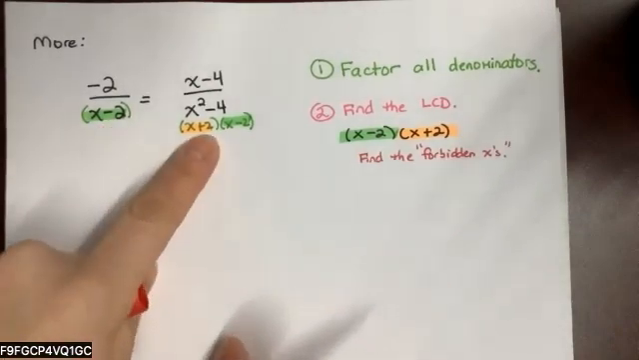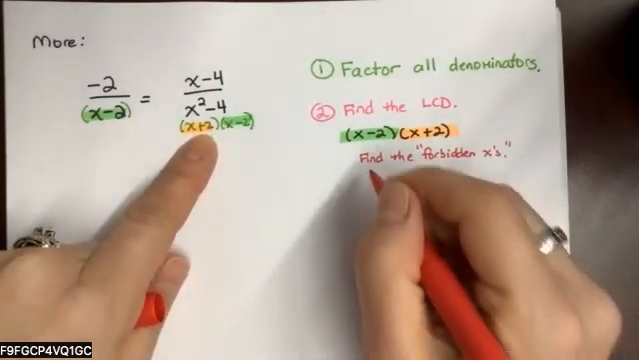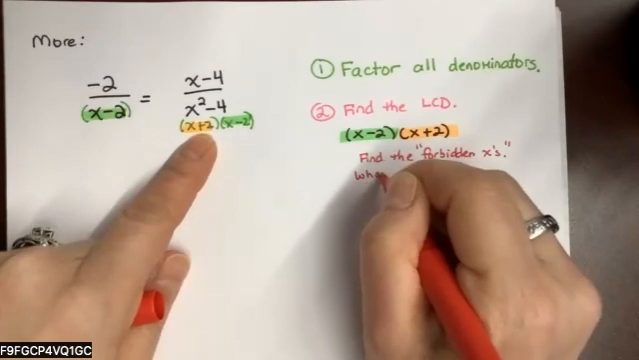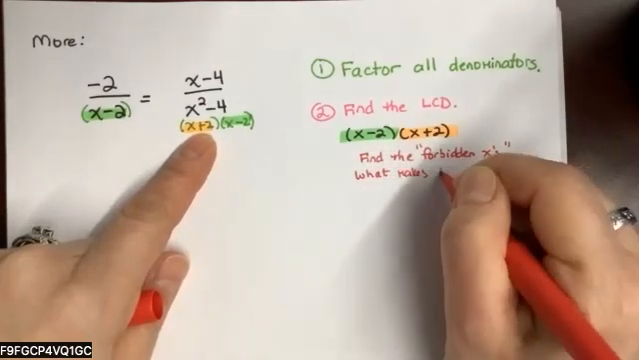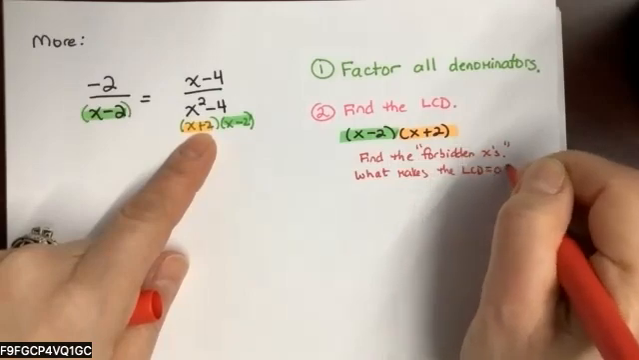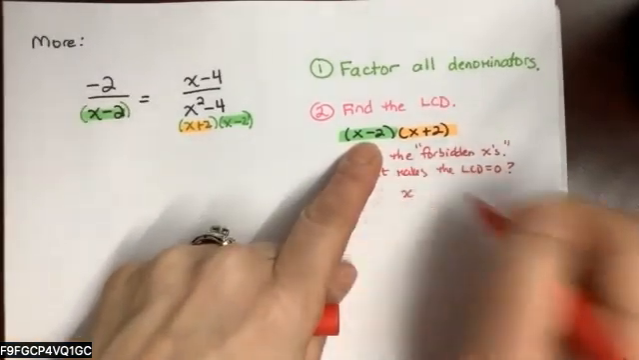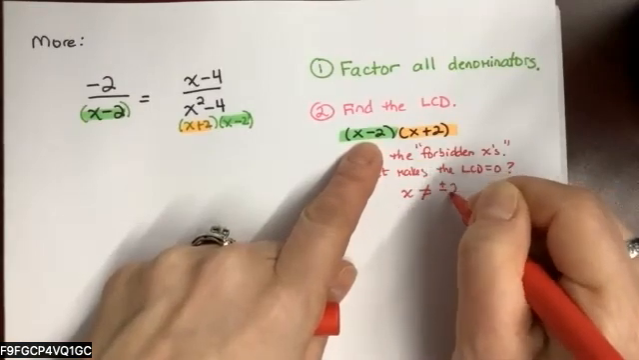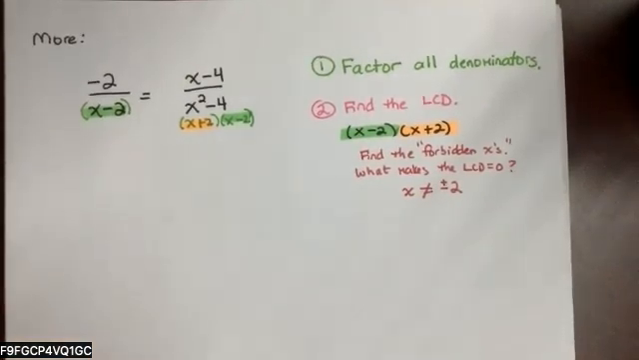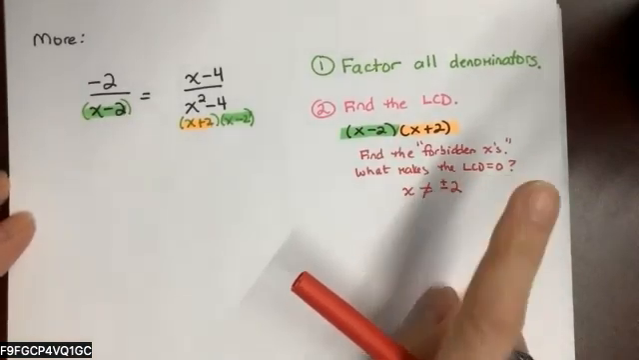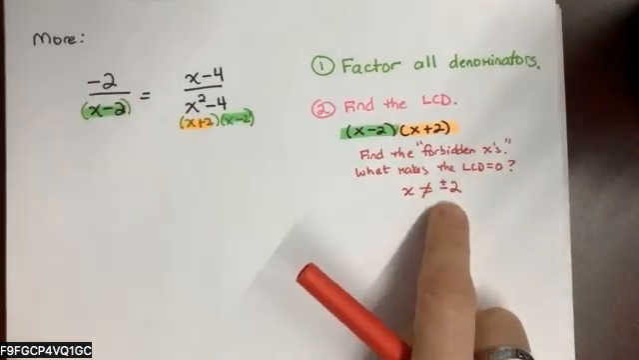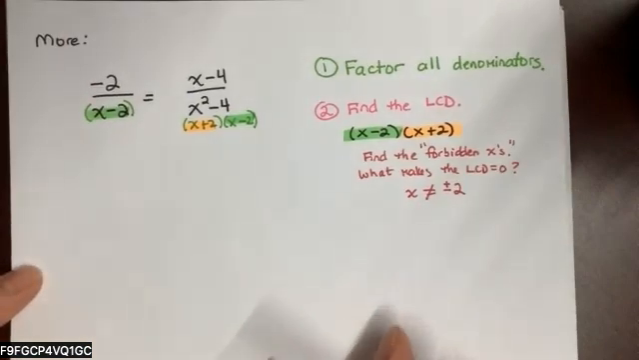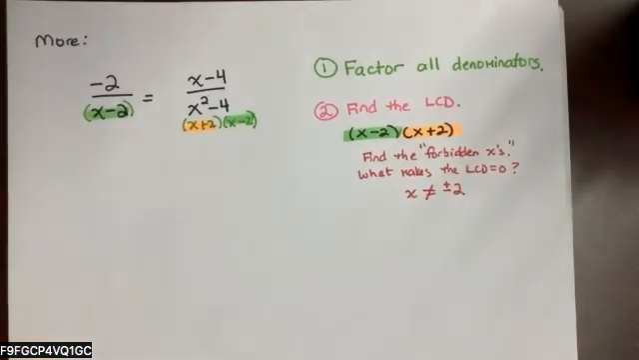So what values of x would make our LCD equal 0? That's the question. In this case, 2 or negative 2 would make the LCD 0. So we are going to say that right now, no matter what happens in this problem, no matter how it turns out, x is not allowed to be 2 or negative 2. We're just going to say that right now, no matter what happens, this is what x is not allowed to be. All right.